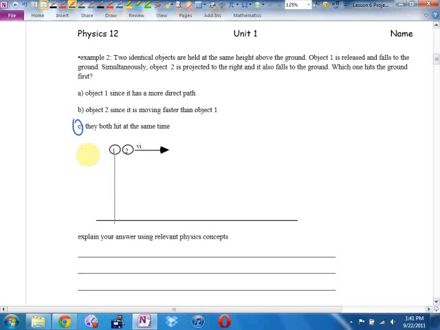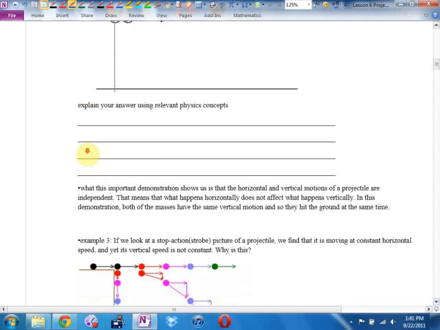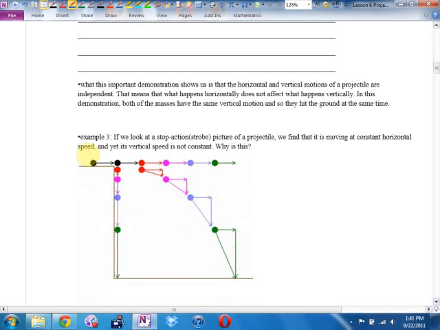That's going to be really handy then, because anytime we launch something horizontally off a cliff, mathematically, Alexis, we're going to pretend it's just falling straight down for a big chunk of it, and it'll give us lots of ways to analyze it. What this important demonstration shows us is that the horizontal and the vertical motions or components of a projectile are independent of each other.